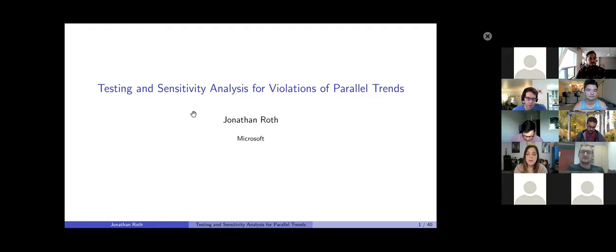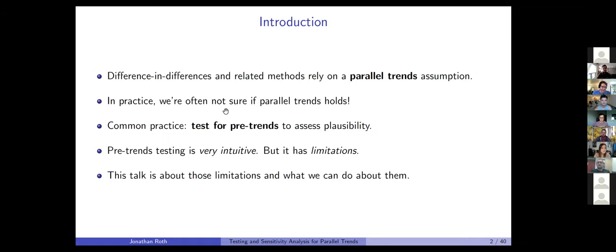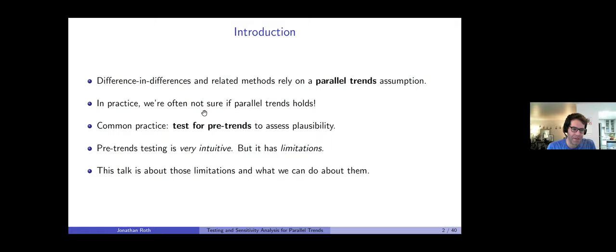As you all know, since you're in a reading group on difference-in-differences and related methods, they rely on a so-called parallel trends assumption. If you're doing difference-in-differences in practice, you may often not be sure if the parallel trends assumption holds in your context. A very common practice has developed: if you're not sure about the validity of the parallel trends assumption, you test for pre-trends, the pre-treatment analog to the parallel trends assumption. And if that holds, that gives you a lot more confidence that, absent the treatment having happened, parallel trends would have held in the post-treatment period. This is obviously a very intuitive practice, but it does have some limitations.